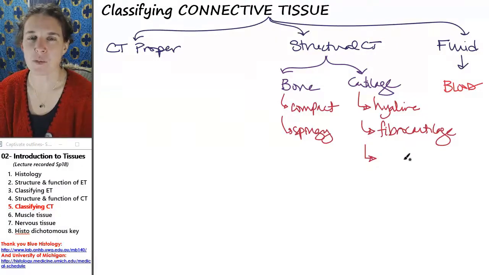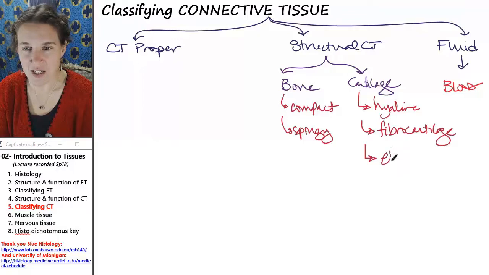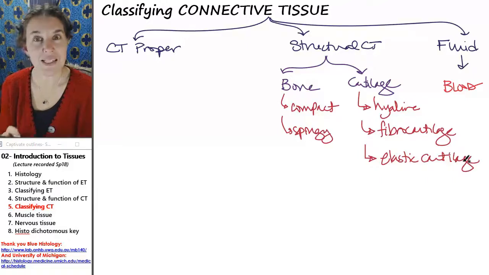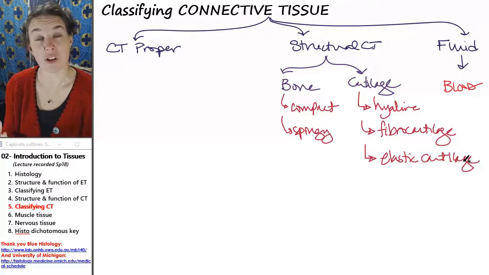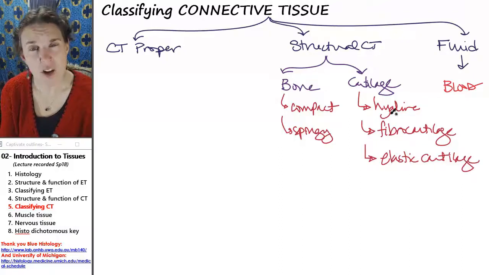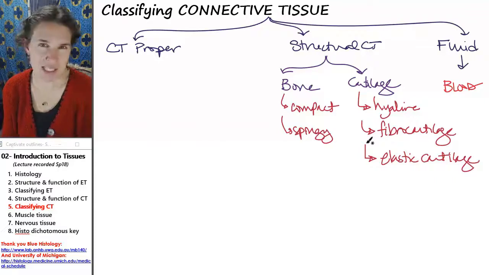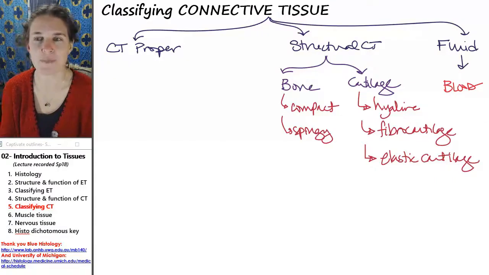And one more, elastic cartilage, which I already mentioned to you. So elastic cartilage, you can imagine, is just full of elastic fibers. All of them have collagen fibers. Hyaline cartilage, you can't really see the collagen fibers so much.